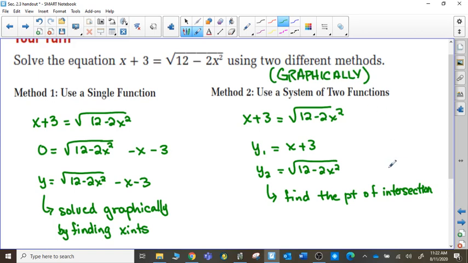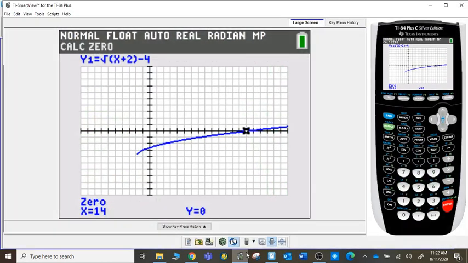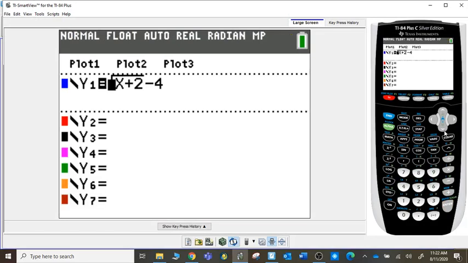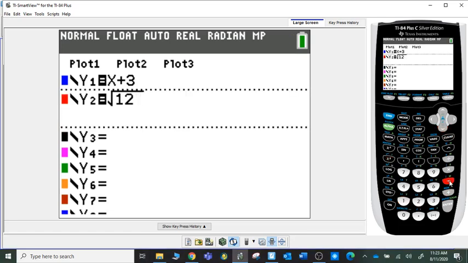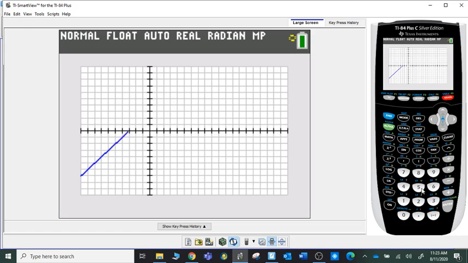All right, I'm going to bring up the graphing calculator. We'll take a look at these 2 equations and what that would look like solving graphically. So I need to clear out my old equation. I'm going to create 2 equations, as I had mentioned. X plus 3 is one equation, and the second equation is the square root of 12 minus 2x squared. When we take a look at these 2 equations, I'm just going to hit graph. I'm not too sure if I need to adjust some things, but there is the x plus 3 line, and then we have that equation there.